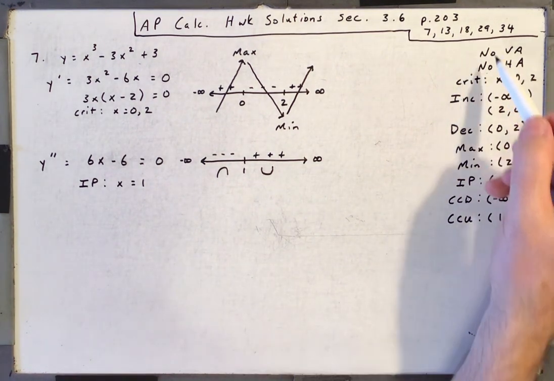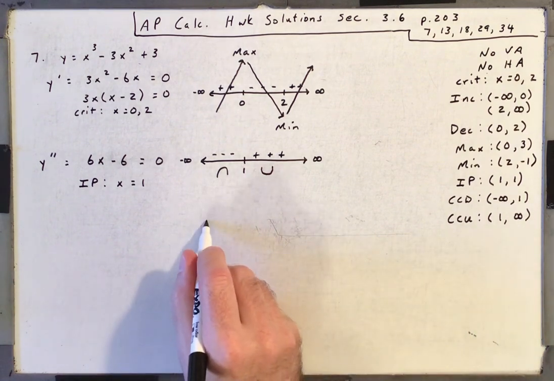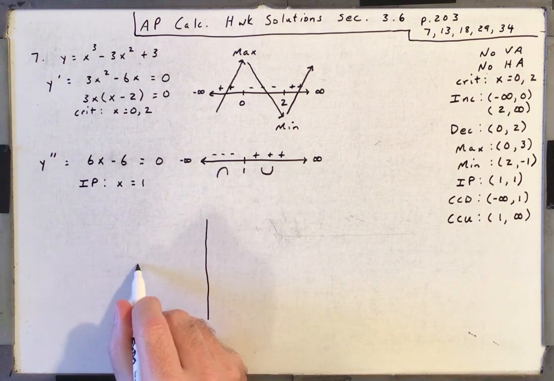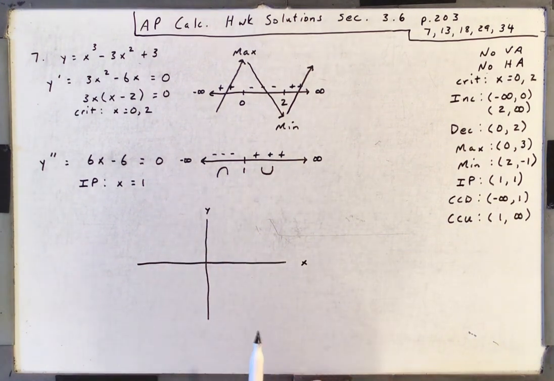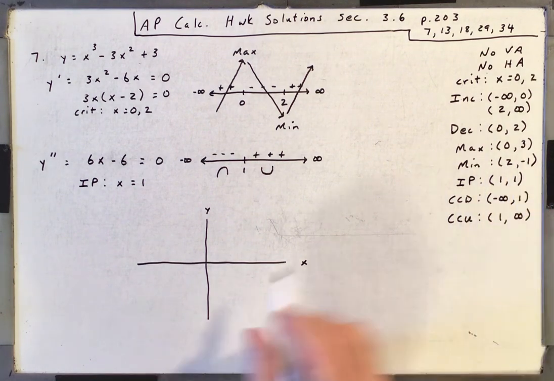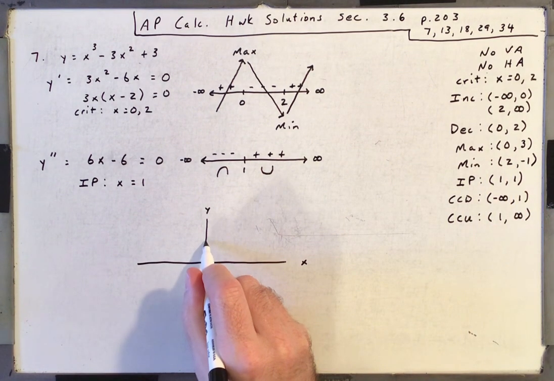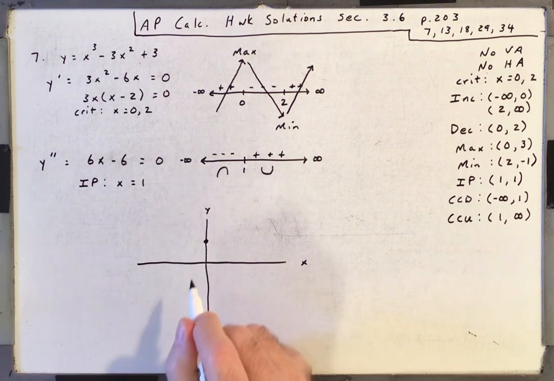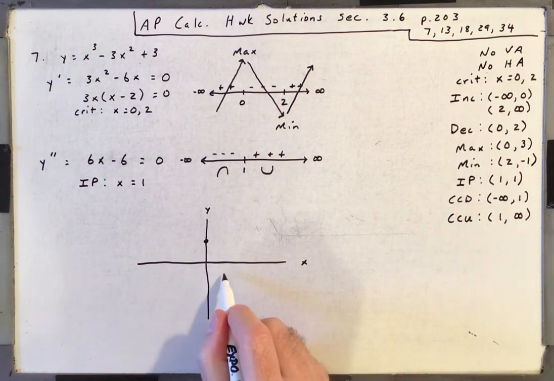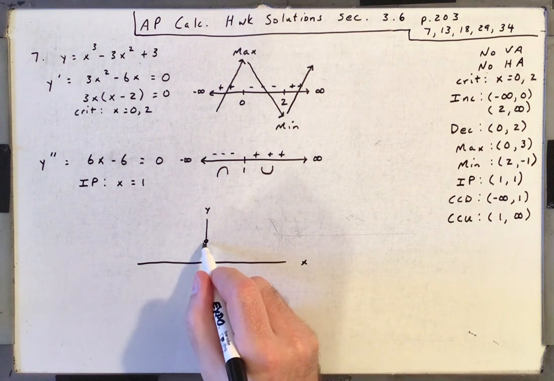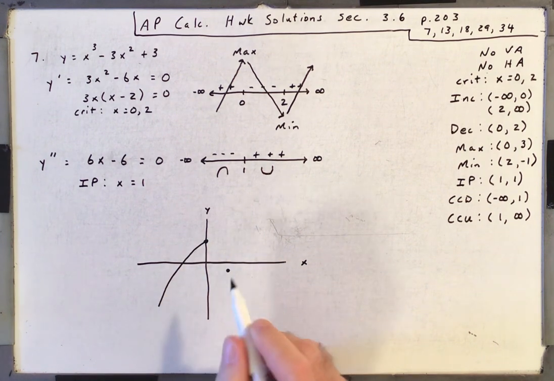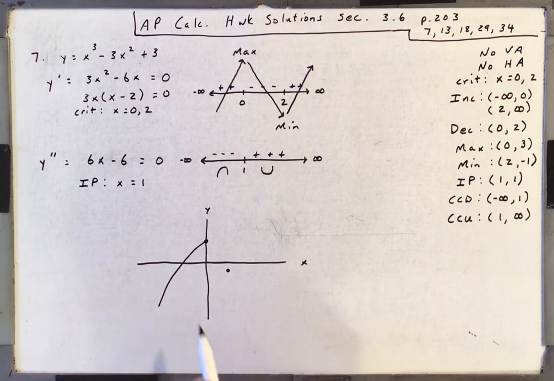All right, so you've gathered all of your information. You've gotten a lot of partial credit. Now we're going to have to draw a rough sketch of the graph. What I like to plot is a maximum, so 0, 3, let's say that's right there. And then a minimum over 2 and down 1, so something like that. We are increasing from negative infinity to 0, so something like that. We are also concave down.